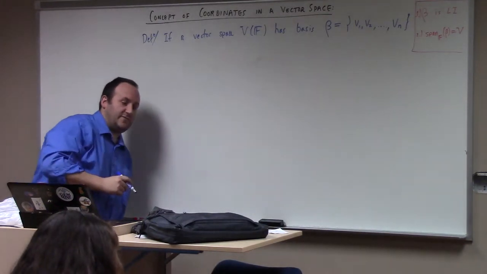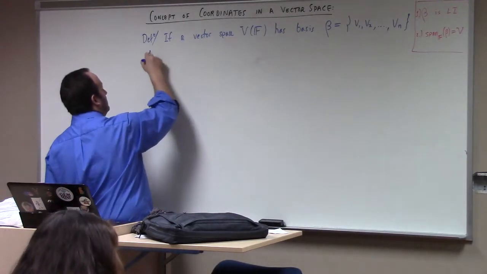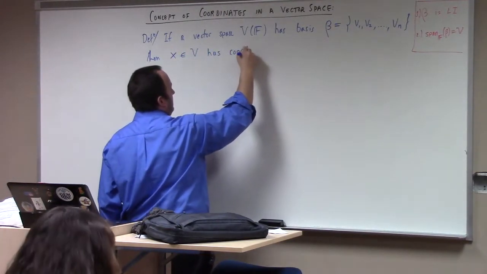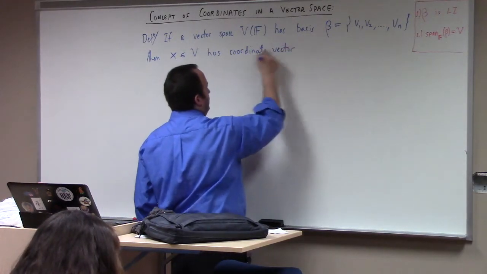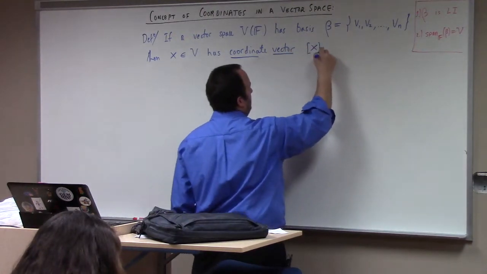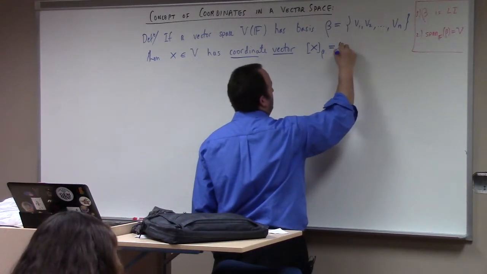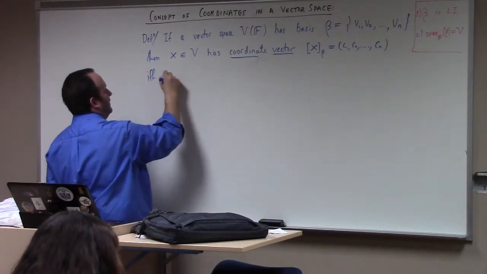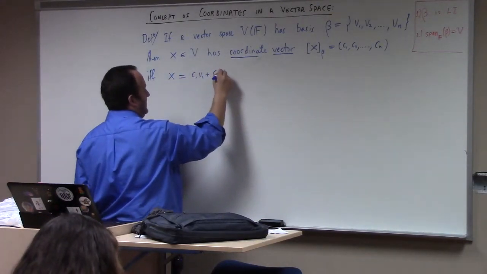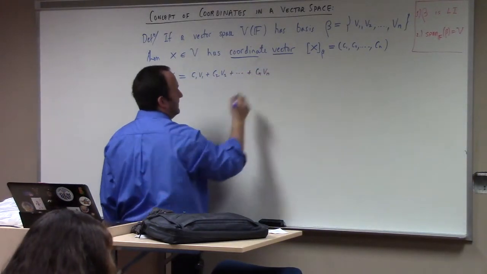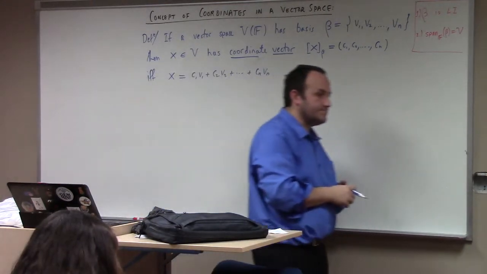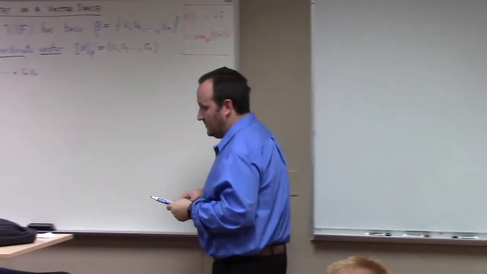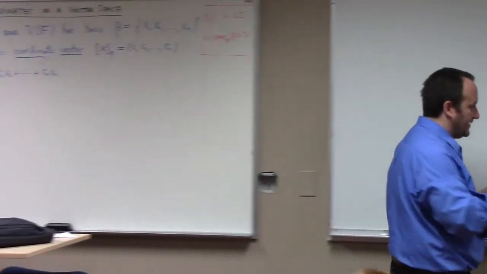All right? So suppose you got all that. Then X in V has coordinate vector X sub beta equal to, let's say, C1, C2, ..., Cn, if and only if X is equal to C1 V1 plus C2 V2 plus ... plus Cn Vn. So the coordinates of a vector are the coefficients that are needed to form that given vector as a linear combination of the vectors in the basis.